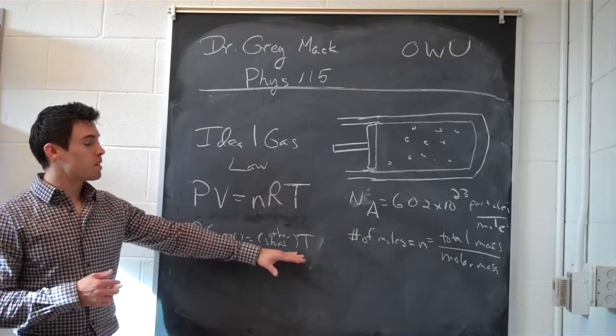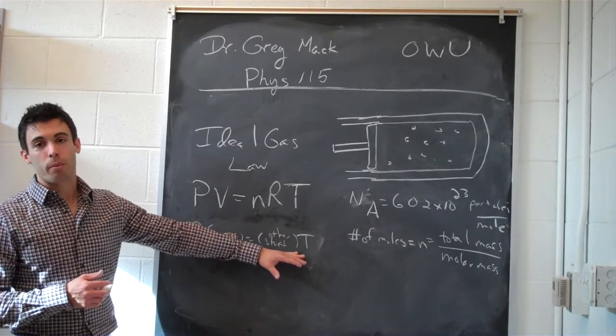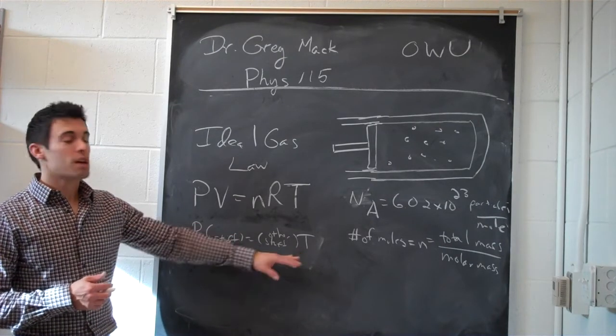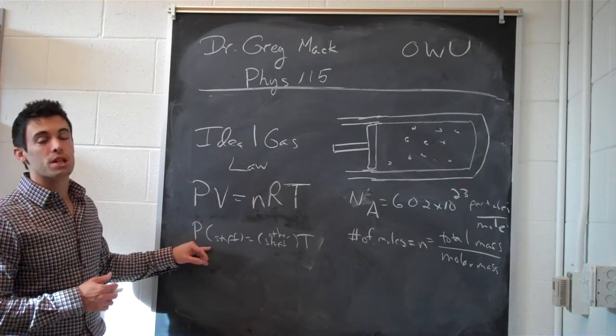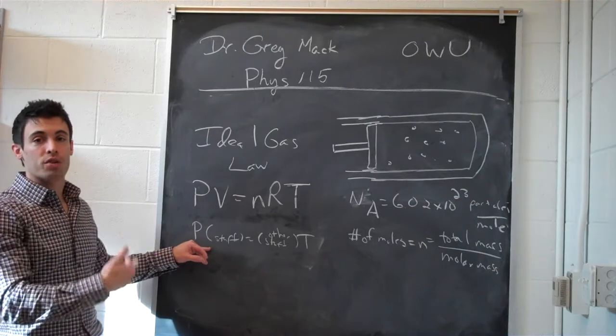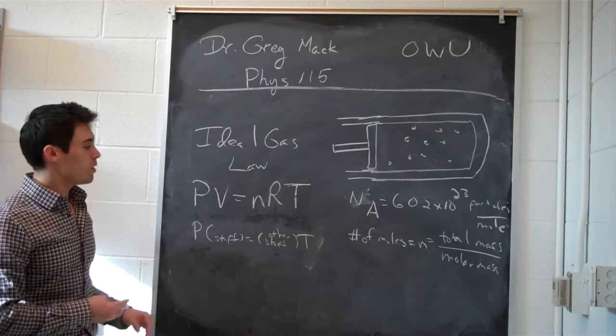So if the speeds of the particles goes down, because the temperature goes down, that means they're going to be hitting the walls of our container less. And so the pressure would decrease, because the force per unit area, the force the wall feels from the particles hitting it, goes down. Okay.